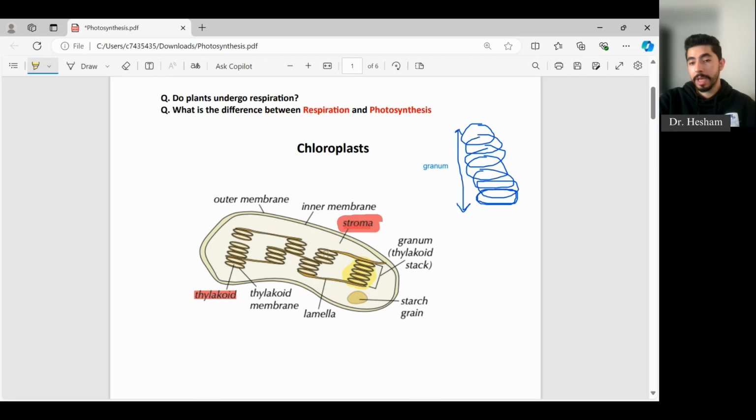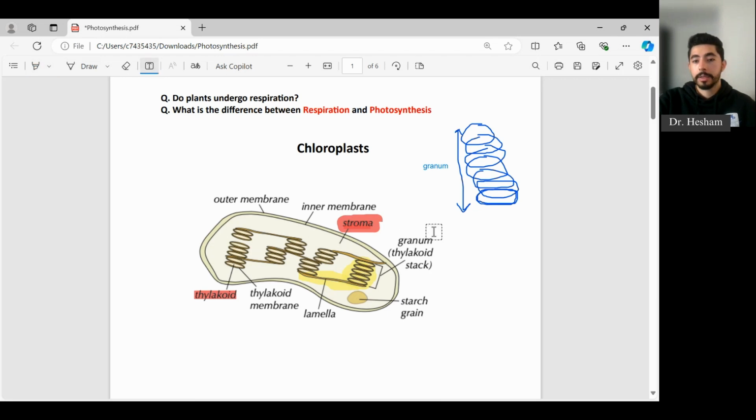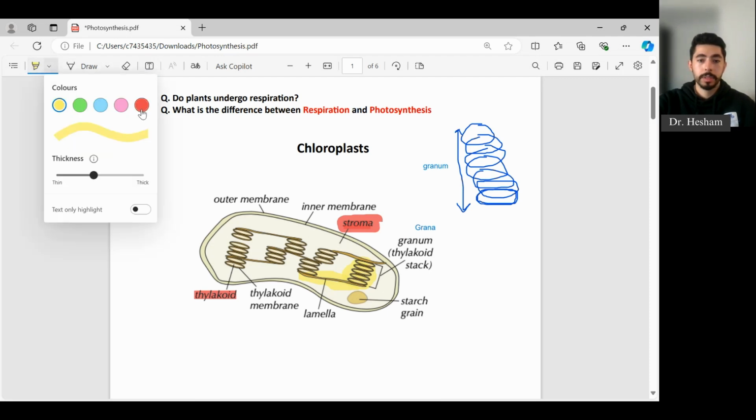So we have multiple granums, multiple stacks all over the chloroplast. And these stacks are joined by structures called the lamella. So the lamella joins different stacks of granum, also to increase the surface area and to allow them to communicate with each other. So sometimes you might see the word grana, not granum. Grana is the plural of granum. So multiple stacks are called grana. All right, so this is also an important keyword to know.